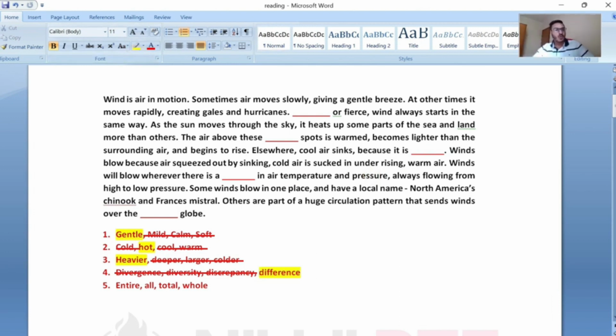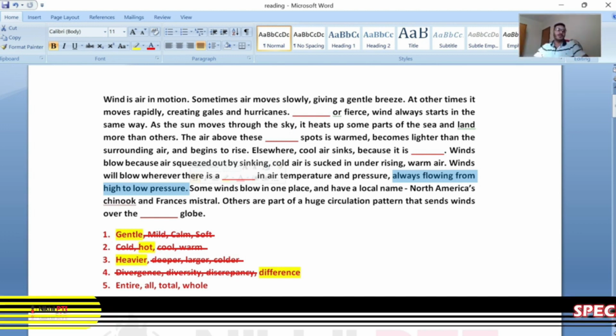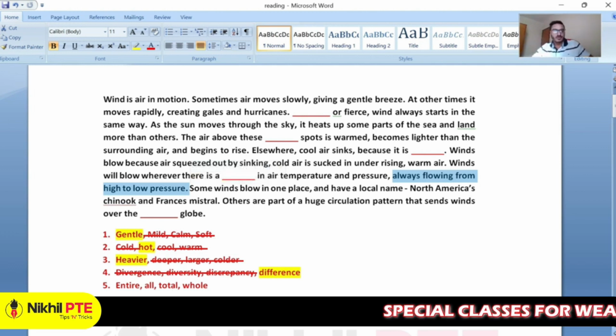Difference in air pressure and the air temperature. Always flowing from high to low pressure. See, high to low pressure. Check this line. What it shows means we are finding some difference between two things. Always flowing from high to low pressure. There is a diversity in air? No, there is a difference in air pressure and air temperature.